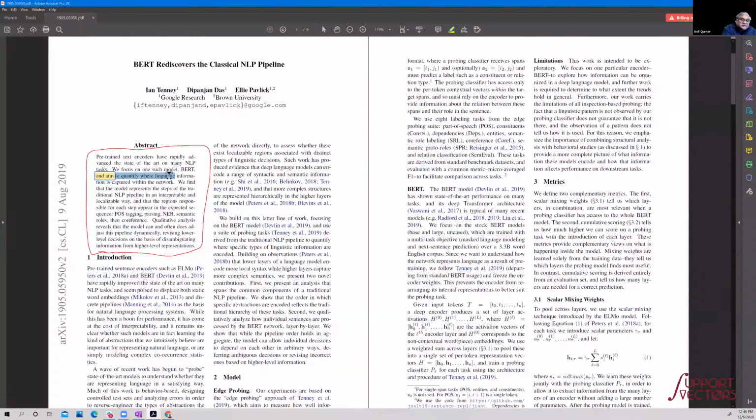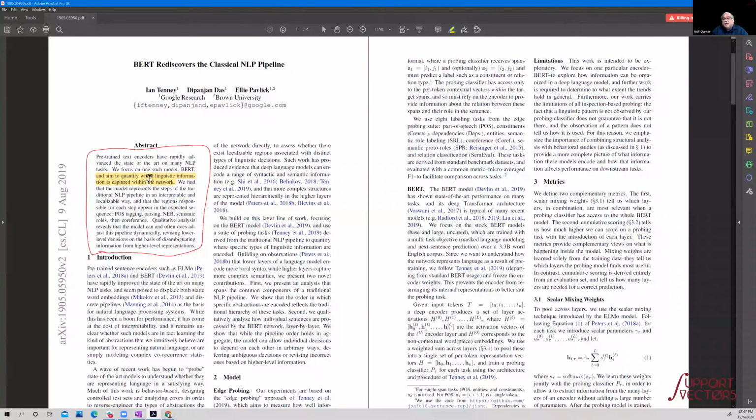Sorry. Oh, yes. Within the network. And I wish there was an easier way to do that. Here it is. This sentence that we have is the gist of it.